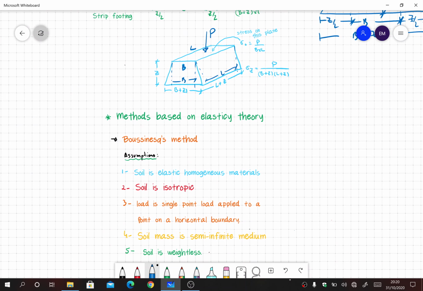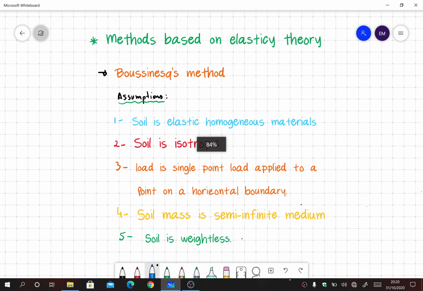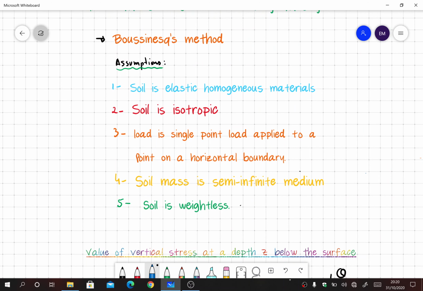The second method, which is based on the elastic theory, has further methods, so we discuss them one by one. The first method based on elastic theory is called the Boussinesq method. The Boussinesq method has certain assumptions. It says that soil is a homogeneous material, soil is isotropic, and load is a point load applied on a horizontal boundary. That means we only consider the ground surface, and we consider the vertical load being applied.